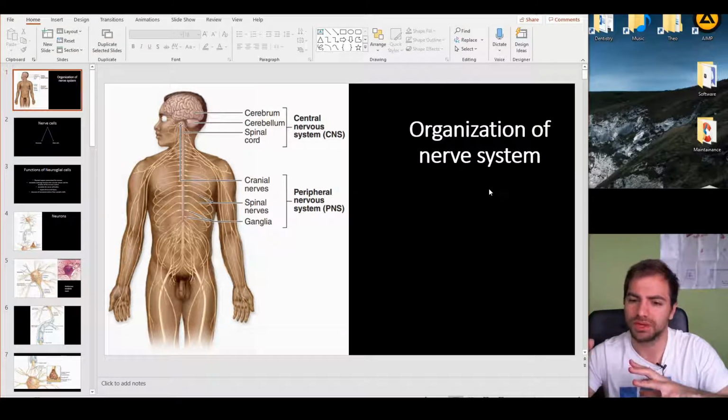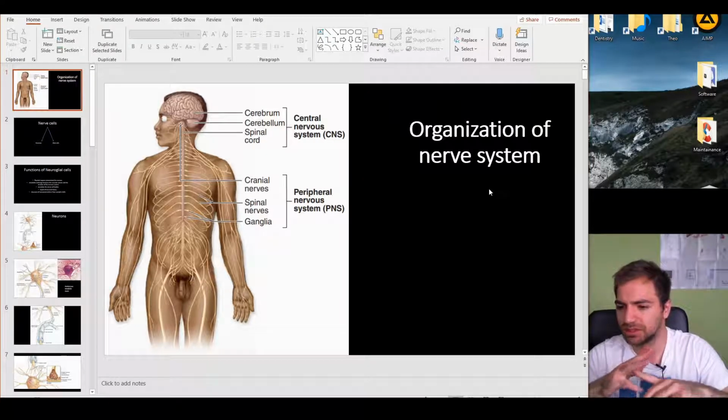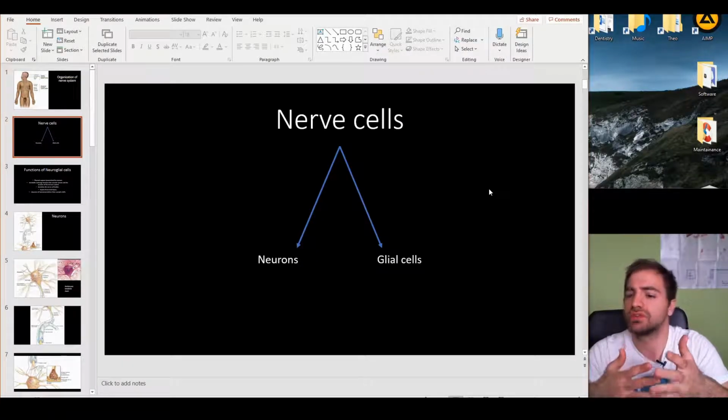Now, when we go to the PNS, we'll see three different components, which are the cranial nerves, the spinal nerves, and the ganglia. Ganglia are typically just nothing more than aggregations of nerve cell bodies and cell processes, of course, of the nerves. So let's discuss the nerve tissue. So in the nerve tissue, we have nerve cells.